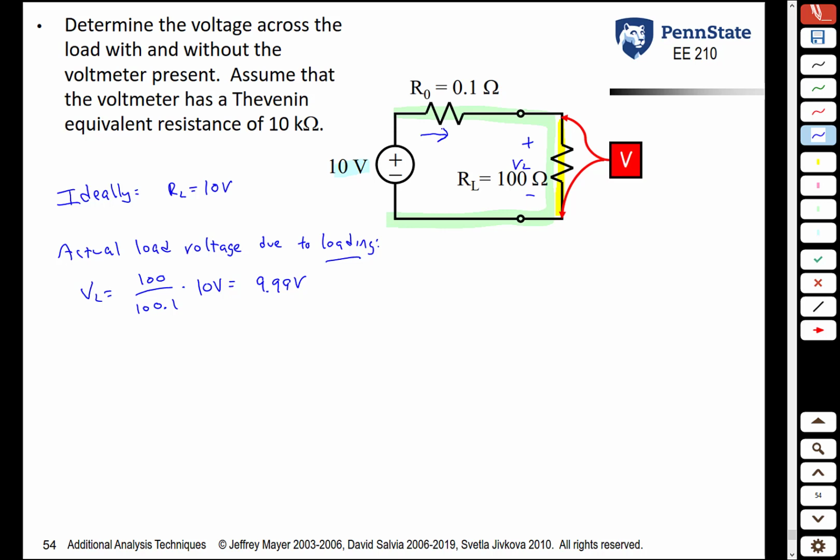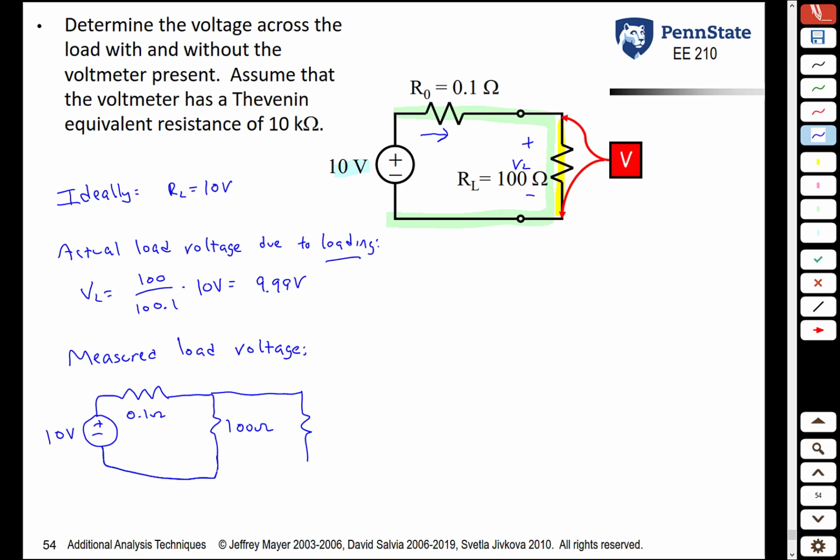But now we're going to take it a step further and we're going to look at the measured load voltage if we put in a voltmeter. So now we have this situation. We not only have this internal resistance of the source that we have to take into account, we now have the resistance of the meter itself. So when we stick in the voltmeter, and in this case we're told the voltmeter has a resistance of 10 kiloohms, we're changing the circuit. So the very process of measuring this load voltage changes the circuit whose voltage you're measuring.